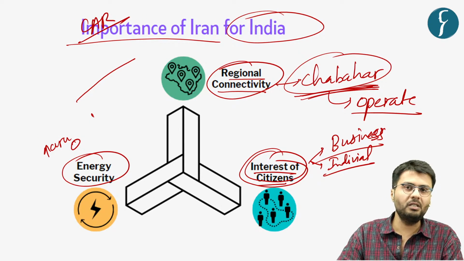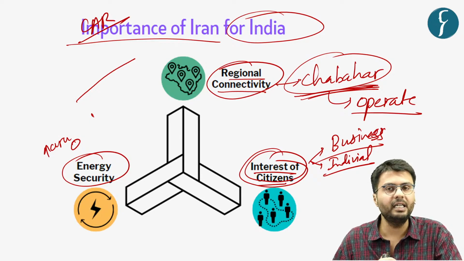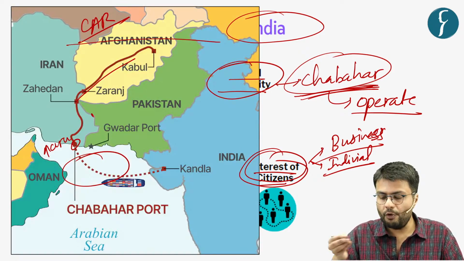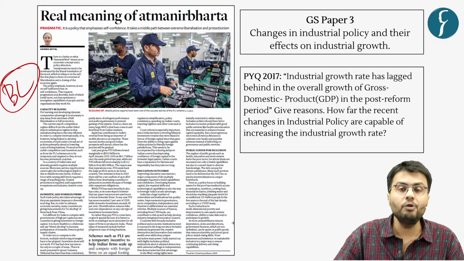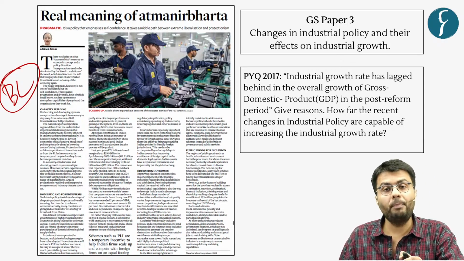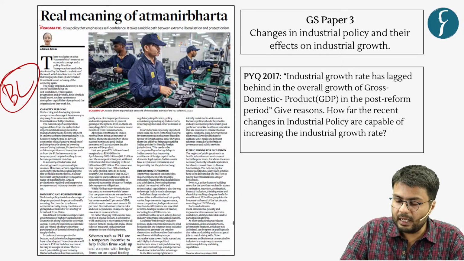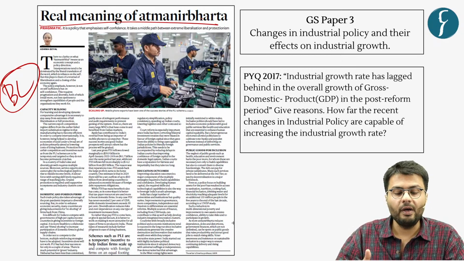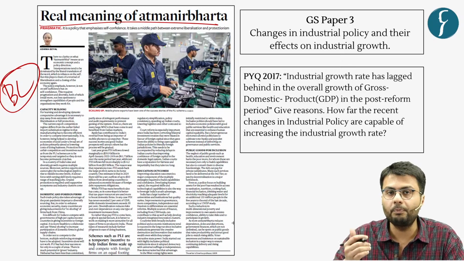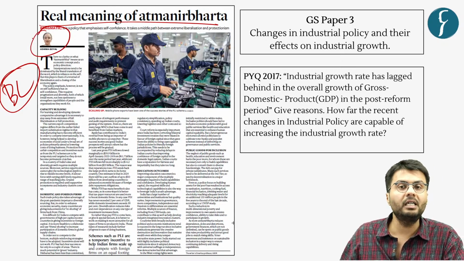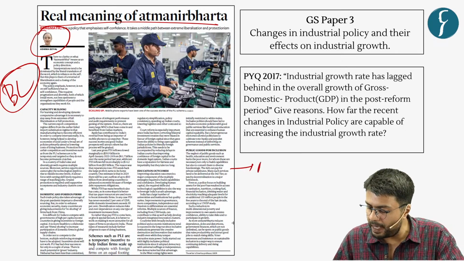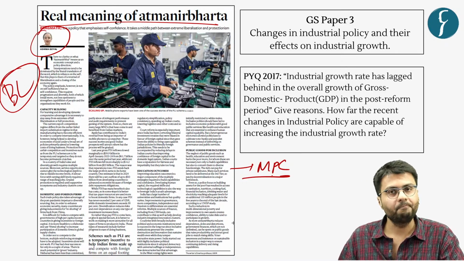So this was the discussion in the third article, and with this we move to the next article of the day, which appeared in the Business Line newspaper. Now this is important because this article explains the real meaning of India's Atmanirbhar Bharat policy. And it is also important because the author of this article is a member of RBI's Monetary Policy Committee.